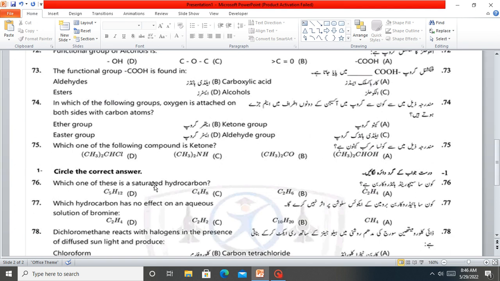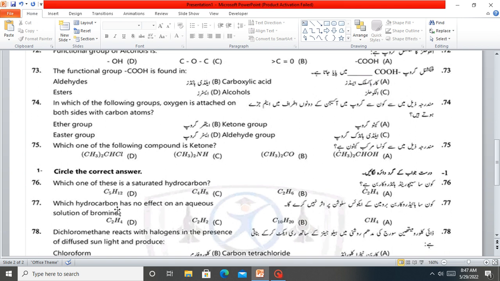Which one of these is a saturated hydrocarbon? So which of these is an alkane? D is an alkane because alkanes have the general formula CnH2n plus 2. For C5, H is 2 times 5 is 10 plus 2 is 12. So this one is an alkane. That's a saturated hydrocarbon.